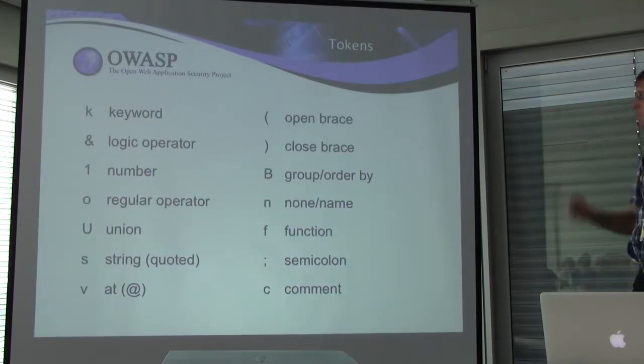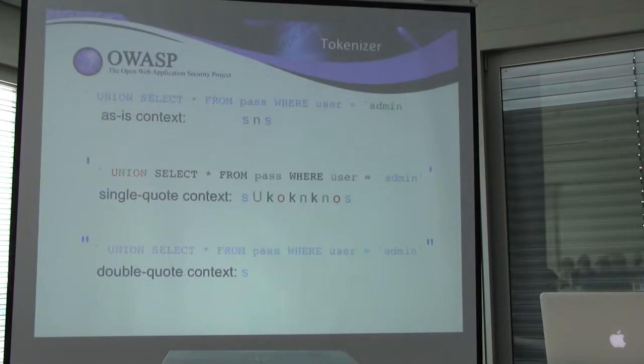That's an older version of libinjection. That's the set of tokens which was used there. So you have keywords, logical operators, numbers, functions, braces, and so on. So now, how does the tokenizer work?